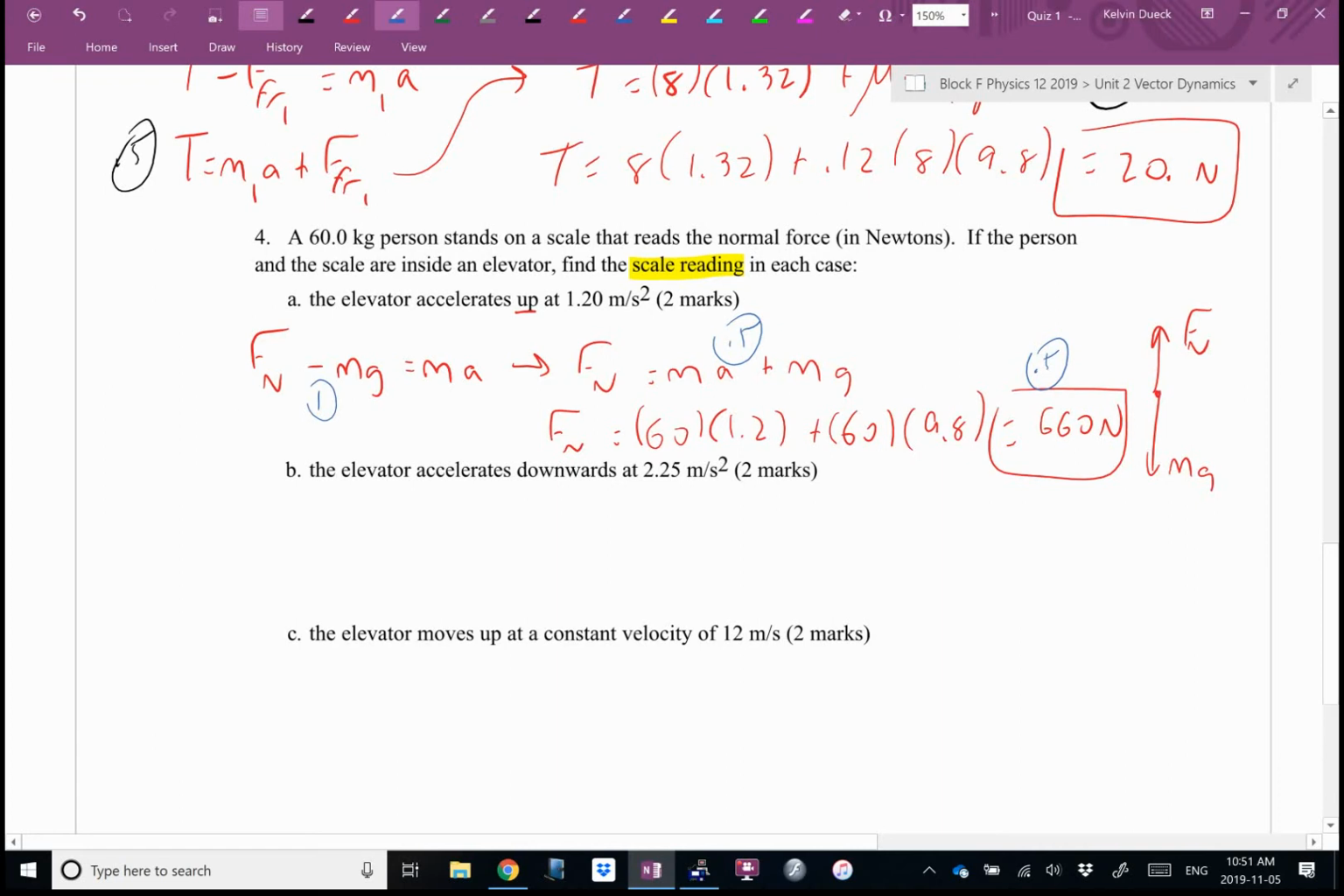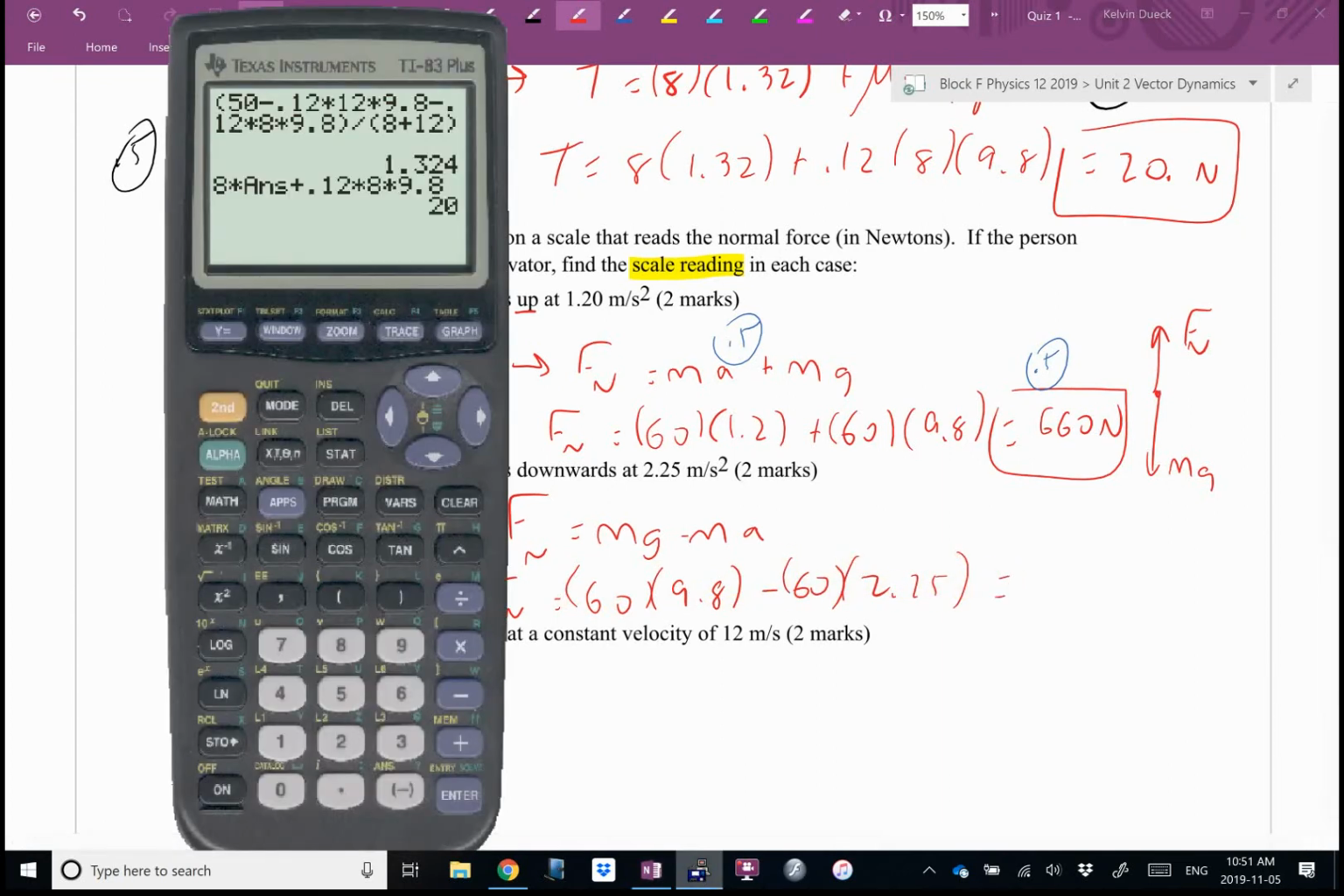Newtons. 2 marks. I would give you 1 mark for that, half mark for that, half mark for the answer. What if the elevator accelerates downwards? Who's winning? This time it's going to be mg minus the normal force equals ma. Swappy dance, because I don't like the negative in front of the normal force. So I'm going to plus this to that side, minus that to that side. I'm going to get the normal force equals mg minus ma. The normal force equals 60 times 9.8 minus 60 times 2.25. Do you get 453?